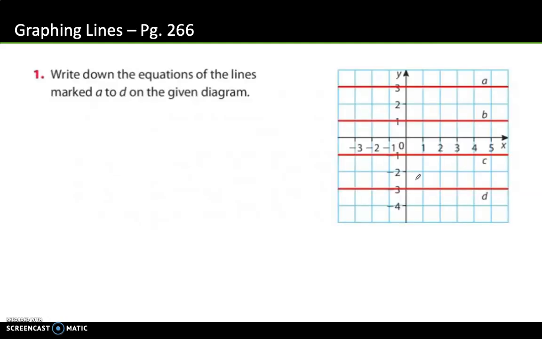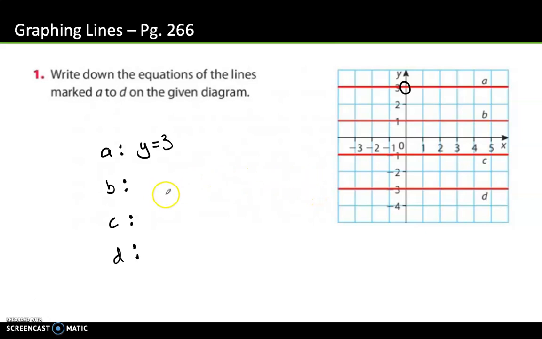I'd like you to write down the equations of all of these lines. You're going to have A, B, C, and D. I'm going to start you off with A. A is this horizontal line. If it's horizontal, it's going to be y equals, and it cuts through 3. So pause the video and have a go at B, C, and D.